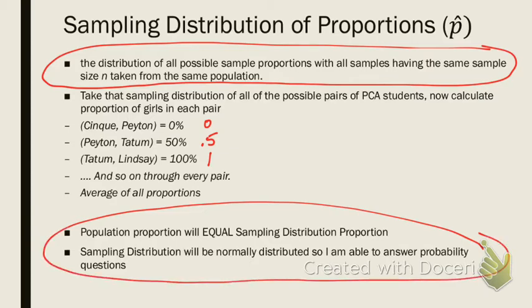Okay, so population proportion. However many girls, the percentage of girls at PCA would always equal the sampling distribution. The sampling distribution will always be normally distributed. Or you can just say same as what you did for the means because you've already written this before.